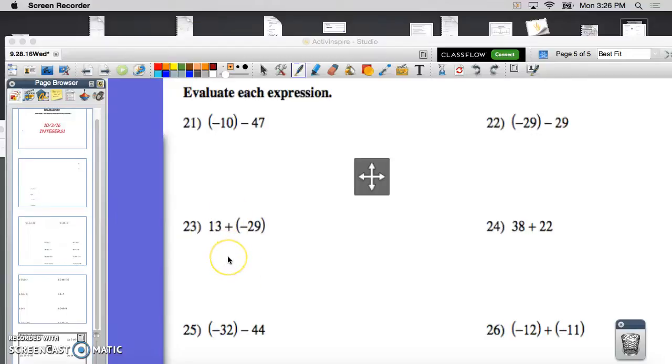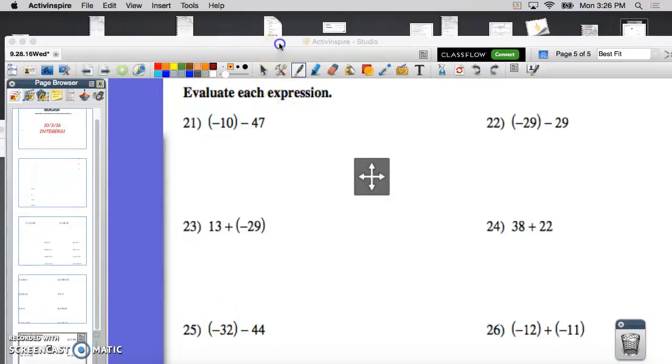What I'm going to do today for you is the back side of your homework, which are problems 21 through 30. That means the rest of the problems are on your own. I like doing problems 21 through 30 simply because it has the adding and subtracting. Remember, you're going to want to have your integer rules in front of you, okay?